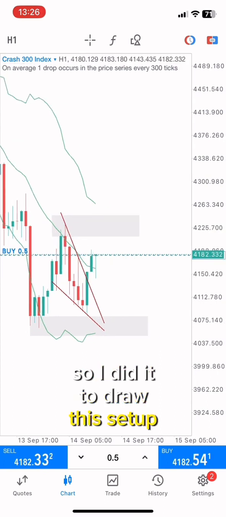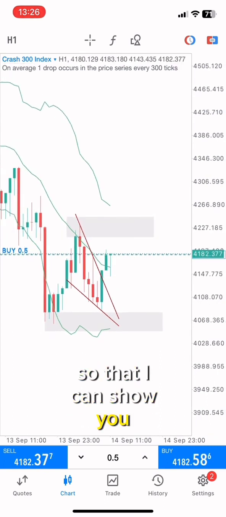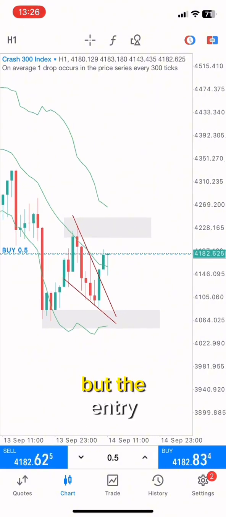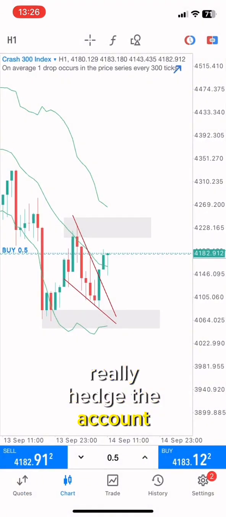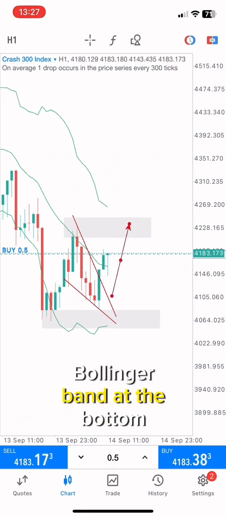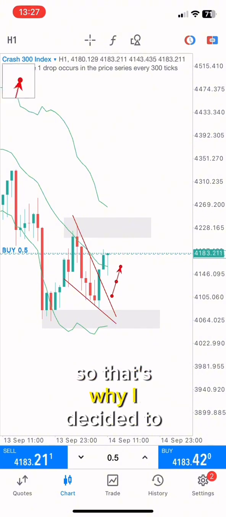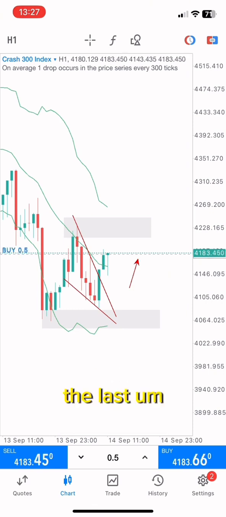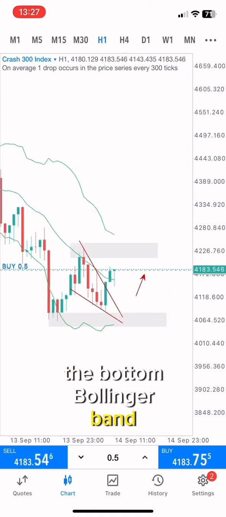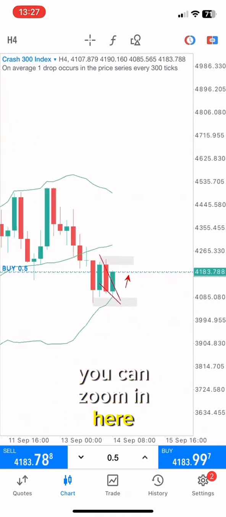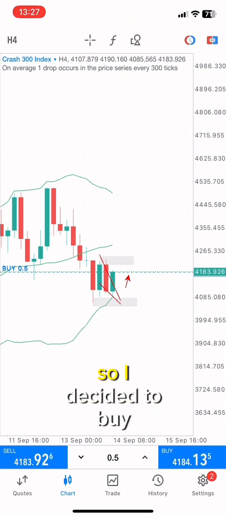I decided to draw this setup so that I can show you the possibility of where this trade is going. But the entry, I did it in H4. That is when I decided to really hedge the account, because that is when price really touched the Bollinger Band at the bottom. So that's why I decided to buy as an advantage, because in H4 the price was at the bottom Bollinger Band. If you look closely, you can zoom in here. The Bollinger Band was touched by the price, so I decided to buy.